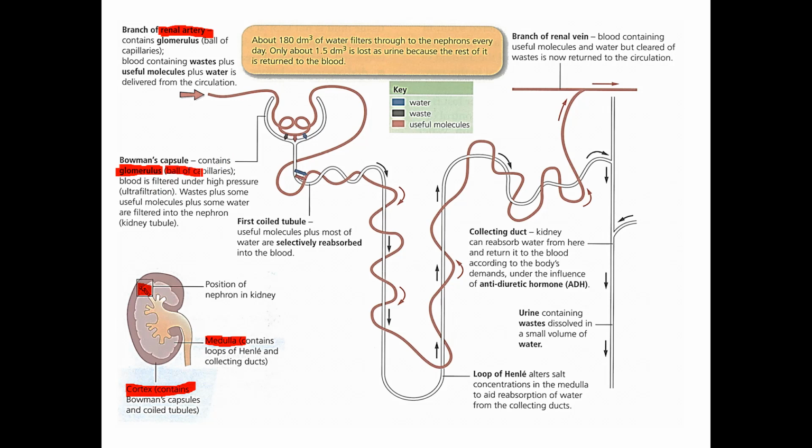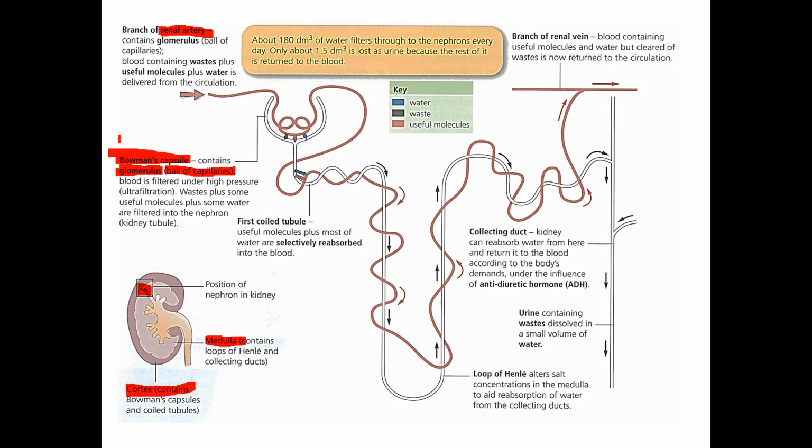Glomerulus, a ball of capillaries. A group of capillaries, a net of blood capillaries together. This glomerulus is surrounded by a capsule or a cover. If you look at this structure, this capsule, we call it Bowman's capsule. The function of Bowman's capsule is to contain the glomerulus.